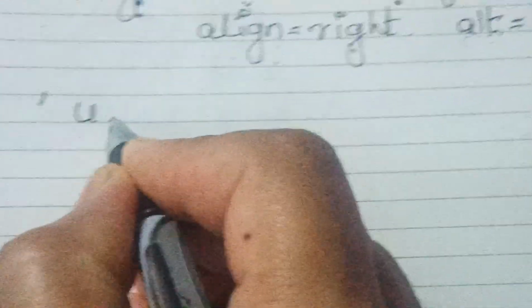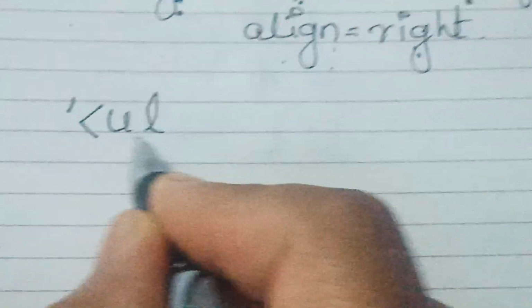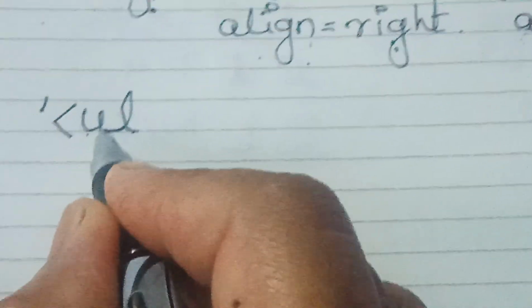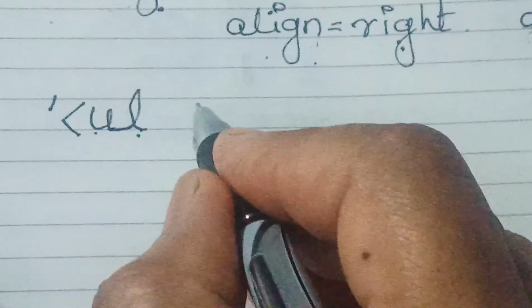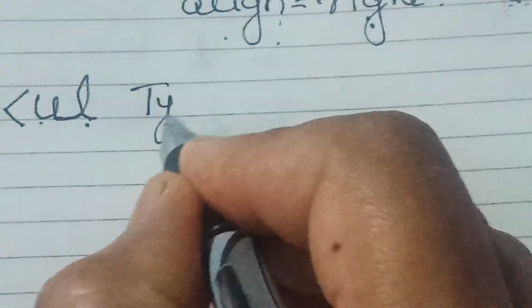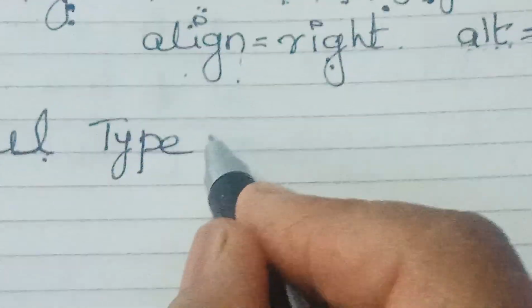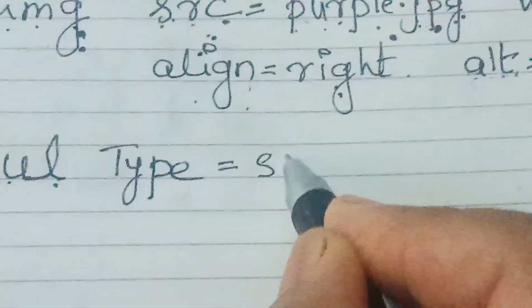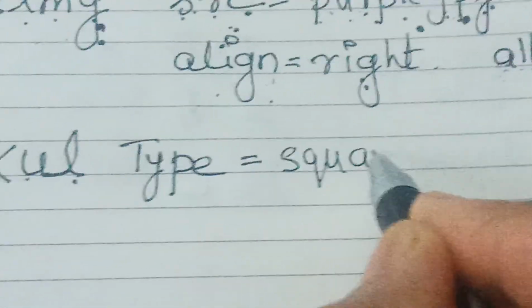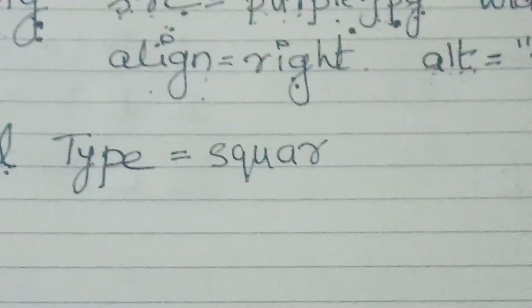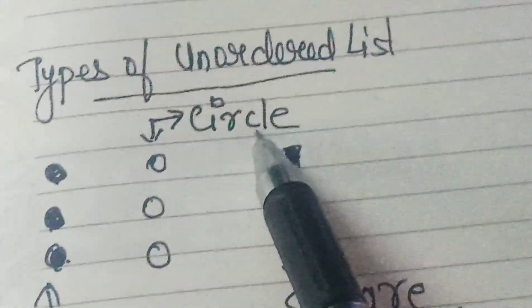Now let's start with an unordered list. The unordered list starts with the tag UL. This is one word, U and L, there is no gap. Now what type of bullets you want is written with the help of type. There are three types I told you. It can be either square, here I am writing square, it can be disc, it can be circle.